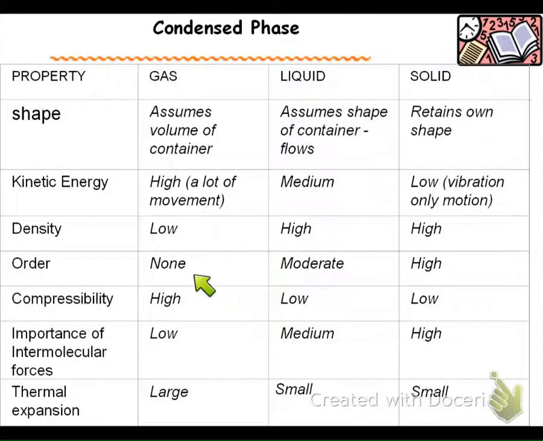With gas, there's almost no order. With a liquid, there's moderate order, and with a solid, there's high order. Gases are very compressible, and liquids and solids are not. So that's one of the properties of a liquid that we'll get into as we get further into the notes, is that liquids are not compressible. The importance of intermolecular forces in a gas is very low, in a liquid is medium, and in a solid is very high. And again, we'll get into intermolecular forces further once we get into more of the notes.